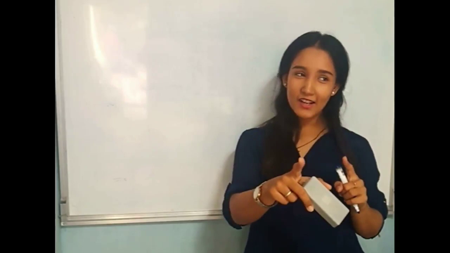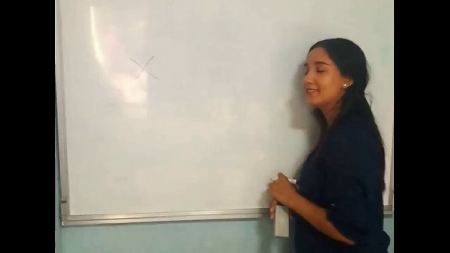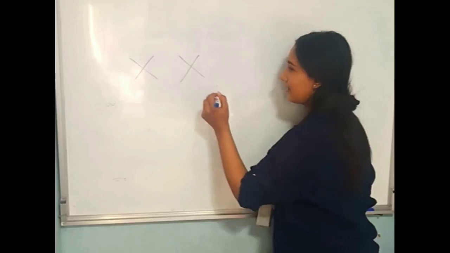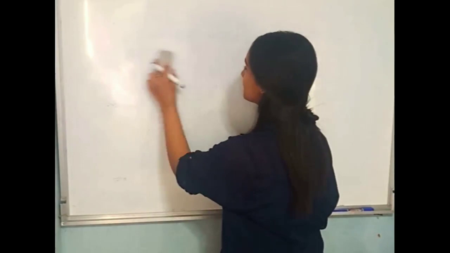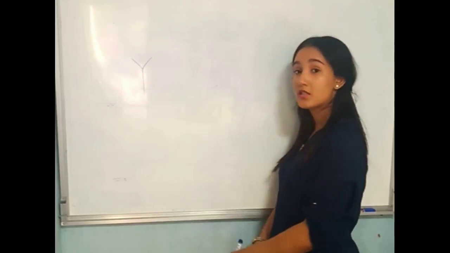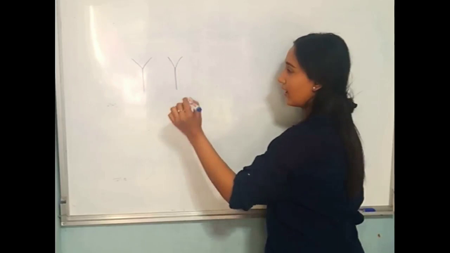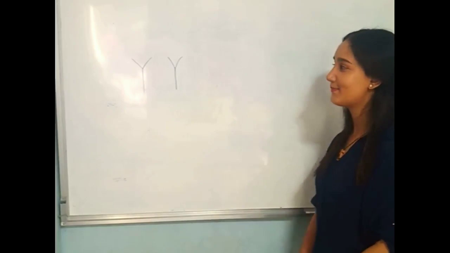After W, one cross line and the other cross line, it becomes X. Yeah, very good. X. One cross line, another cross line, X. Very good. X after, we will write a small cross line and another cross line and write down one standing line. It becomes Y. Small cross line, another cross line, and then a straight line or standing line. It becomes Y.